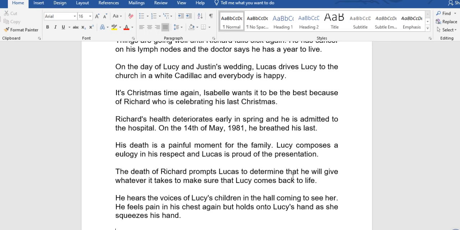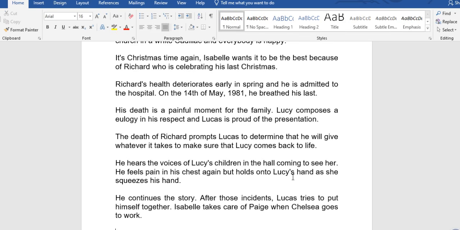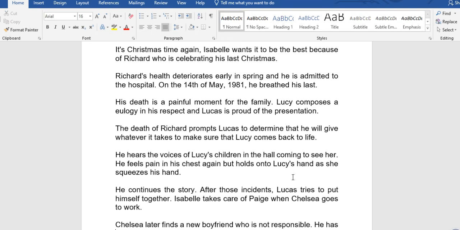Richard's health deteriorates early in spring and he is admitted to the hospital. On the 14th of May 1981, he breathed his last, that is, he died. His death is a painful moment for the family. Lucy composes a eulogy in his respect, and Lucas is proud of the presentation.